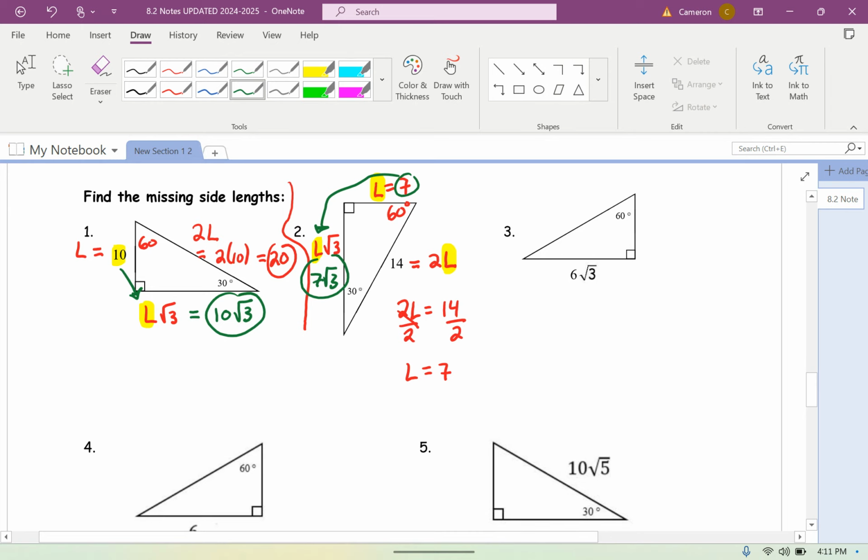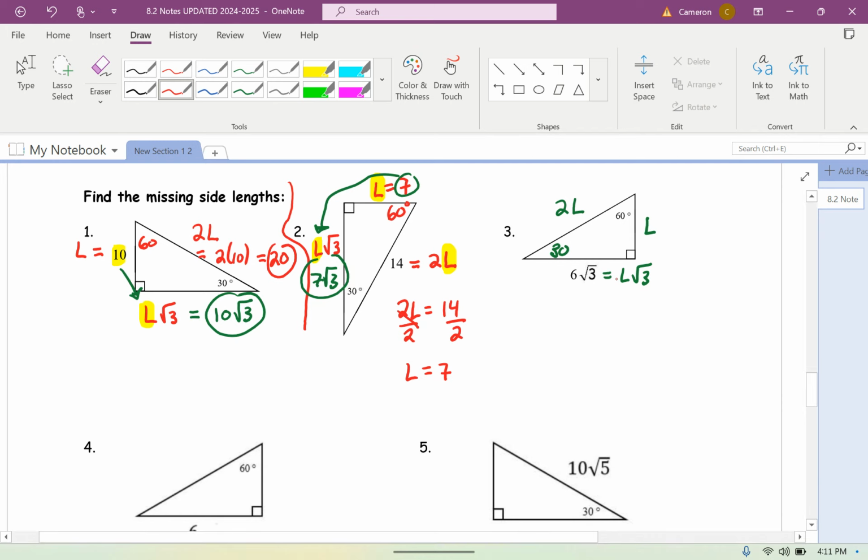For the third one, we have a 90 and a 60. Missing angle needs to be 30. I'm going to label across from 30, my short side is L. Across from 60, my medium side is L rad 3. And across from 90 is 2 times L, 2 times my short side.